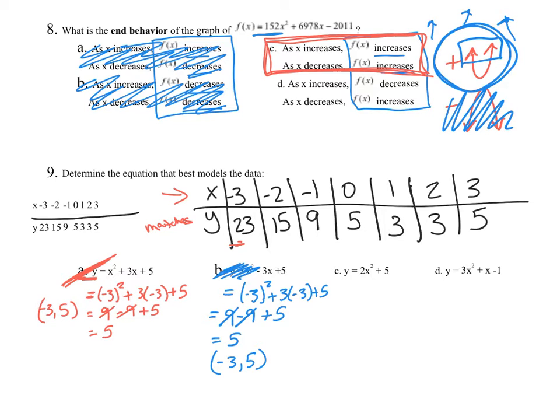Let's go to our next one. So let's plug in -3. So 2 times -3 squared plus 5. So -3 times -3 is a +9. And then 9 times 2 is 18. And 18 plus 5 is 23. Oh, well, that one checks off.